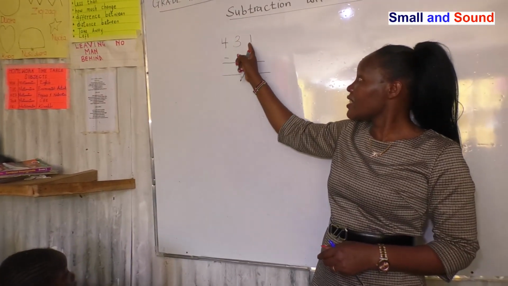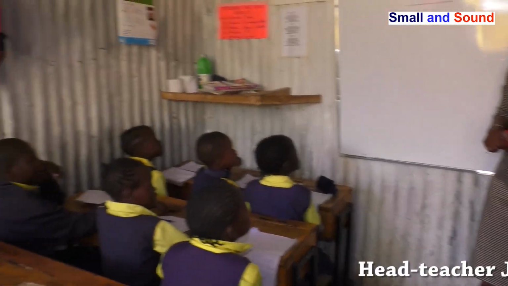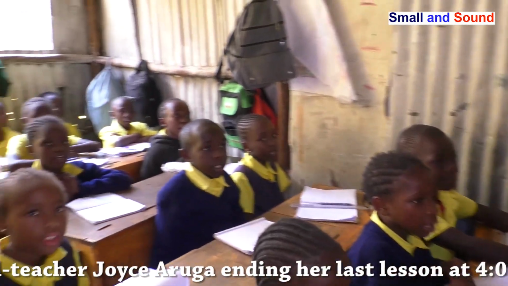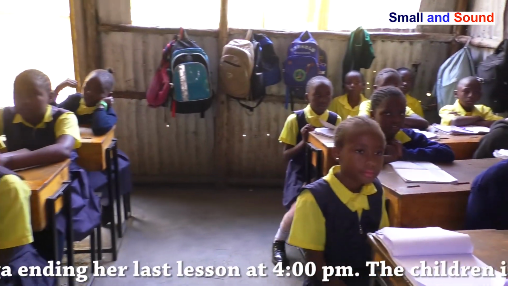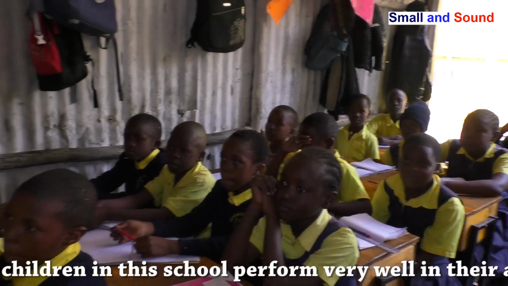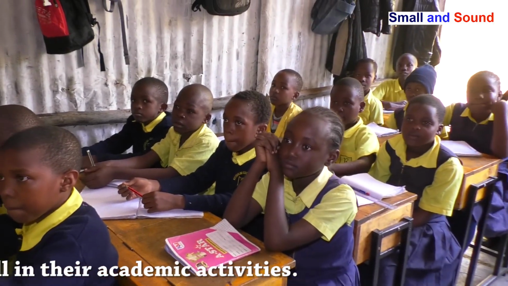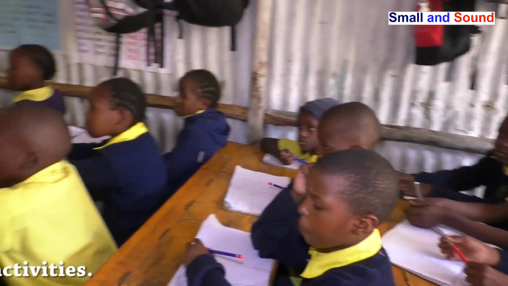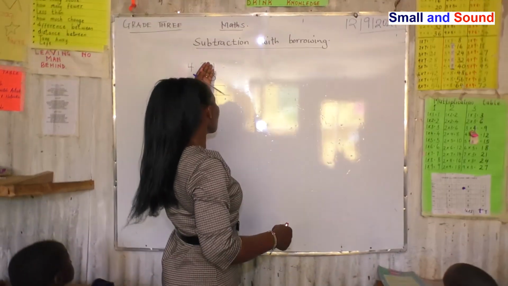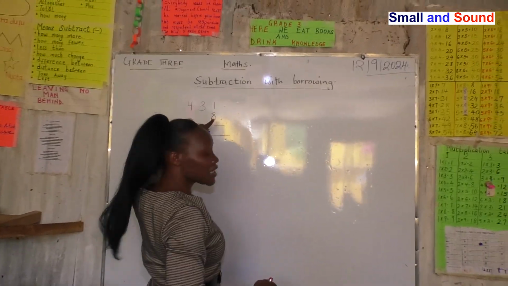Can we read this number? 431. 431 subtract what? 8. Yes, so 431 subtract 8. And as we said earlier, when we are subtracting, we must start from the left side, I mean from the right hand side. Are we together? Yes.